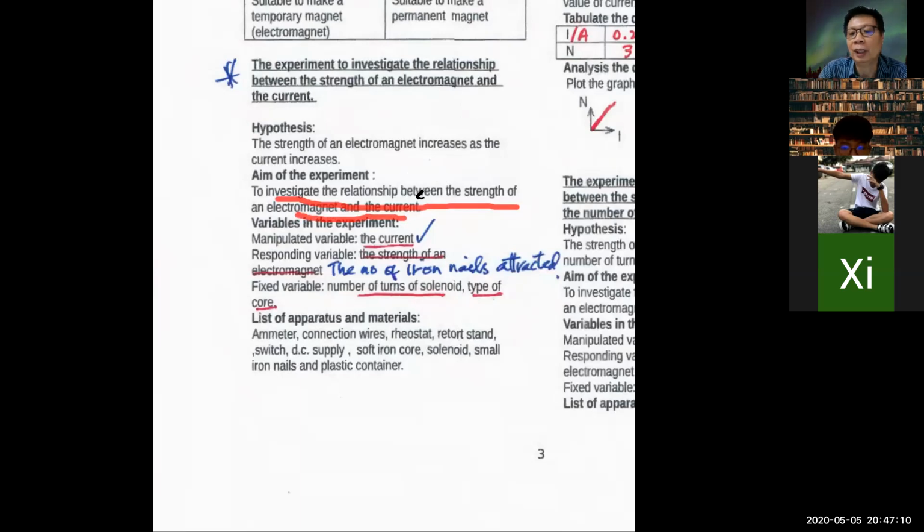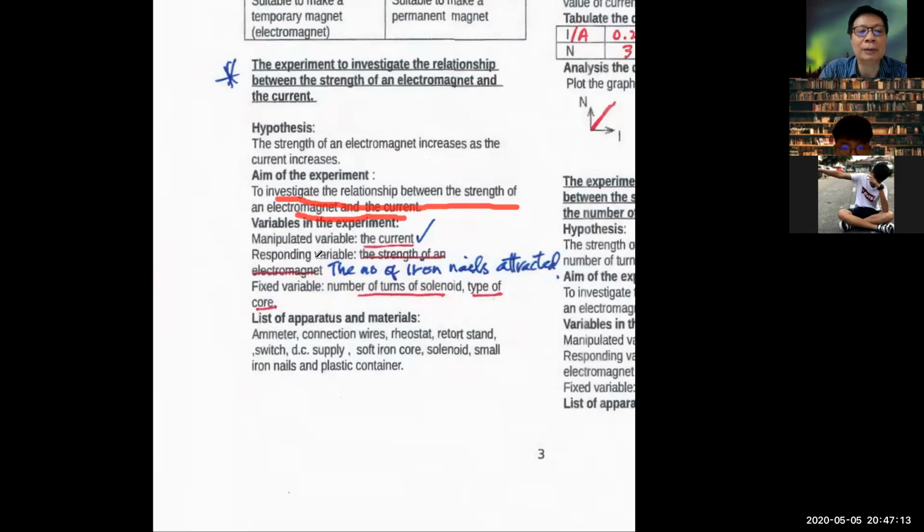Okay. The next one is variable. This one you can copy. Manipulated variable: current is correct. We manipulate the current. We control the current. Okay. Responding variable. Please cancel this one. This one is wrong. Don't use this one.